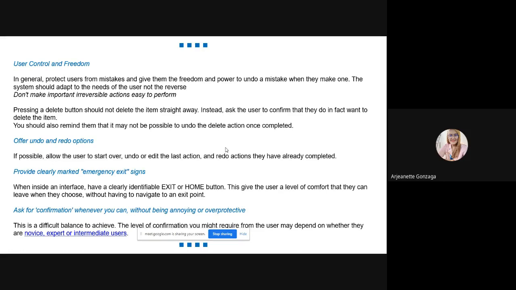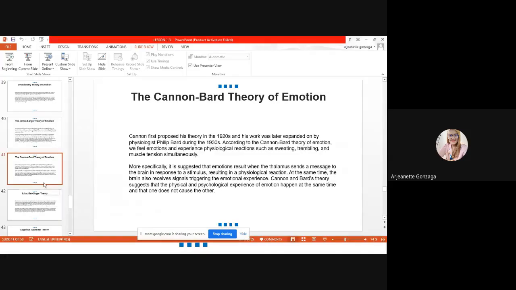So when inside an interface, you provide clearly marked emergency exits or signs. So you have a clear identifiable exit or home button. They give the user a level of comfort that they can leave when they choose and without having to navigate the exit point.